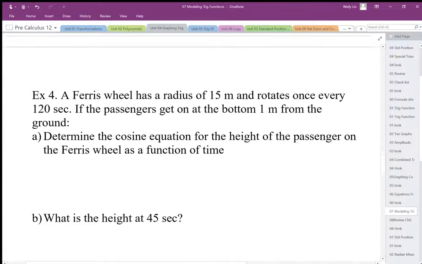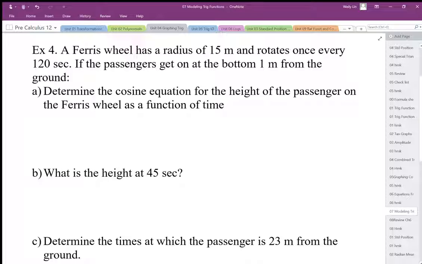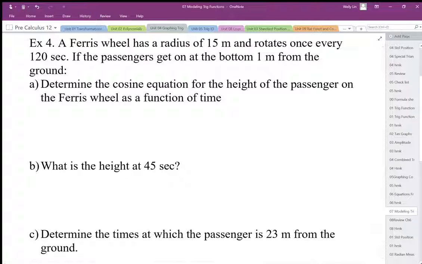Okay, so the next question is a Ferris wheel problem. And when we have the Ferris wheel, it looks like the radius is 15 meters. The radius, if you think about it, is going to represent the amplitude, how far it goes up from the middle, how far it goes down from the middle. And it rotates once every 120 seconds. Passengers get on at the bottom, and it's 1 meter from the ground.